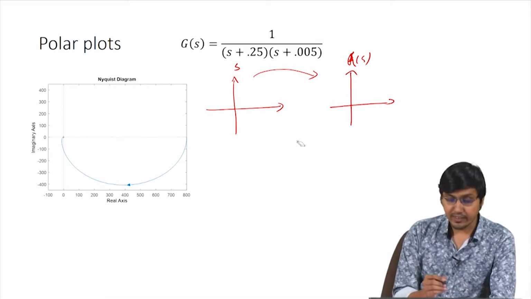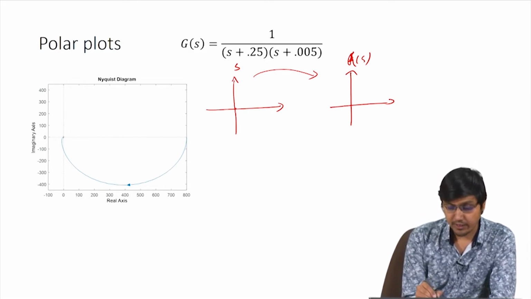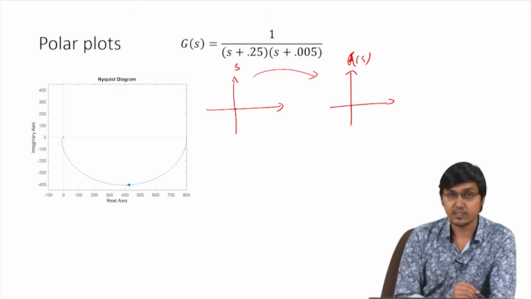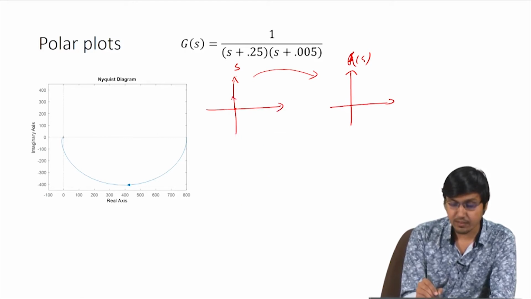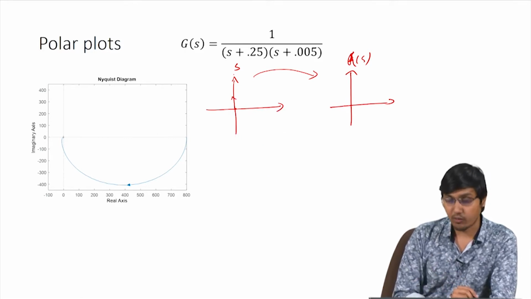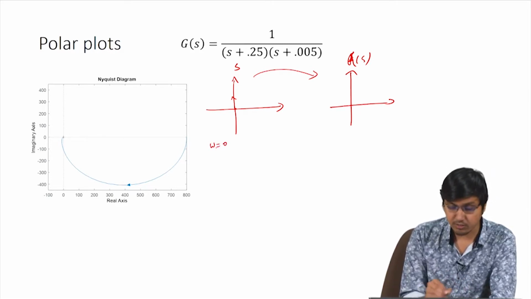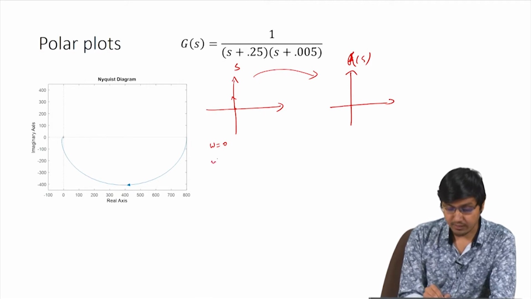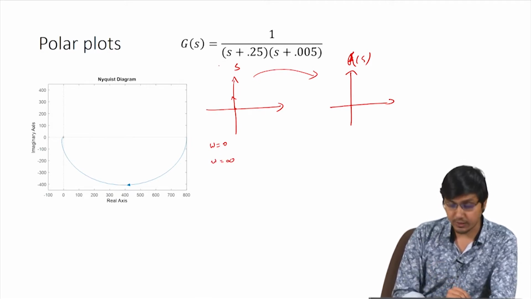We will start at this origin point, and then we will increase the value of omega and see what happens. Basically that is what we are going to do. We will start at omega equal to 0 and see what happens, and we will see what happens at omega equal to infinity.